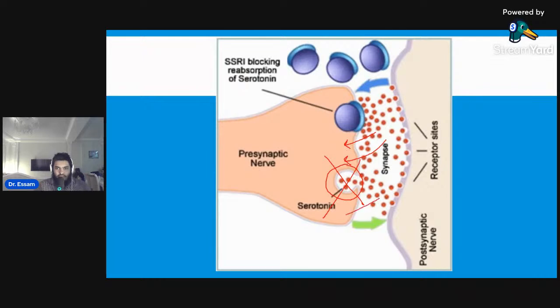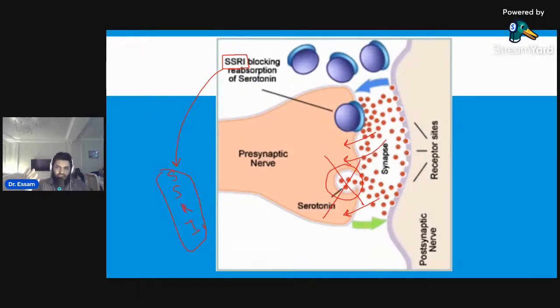So what do we use for blocking that? We use drugs which are known as SSRI. SSRI means selective serotonin reuptake inhibitors. You will study this in pharmacology, but right now I'm just telling you because we studied about serotonin. Because I told you about serotonin, I want to tell you something about the clinical aspect also, something about the medicines also.